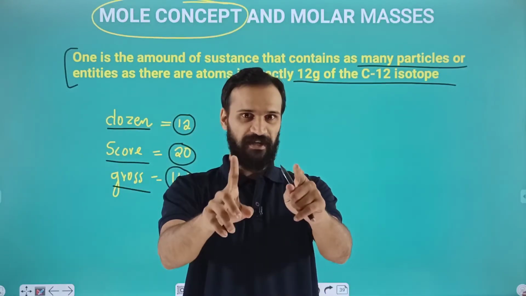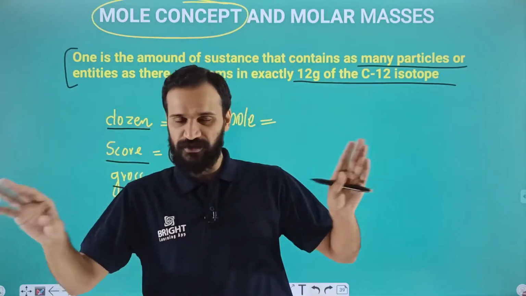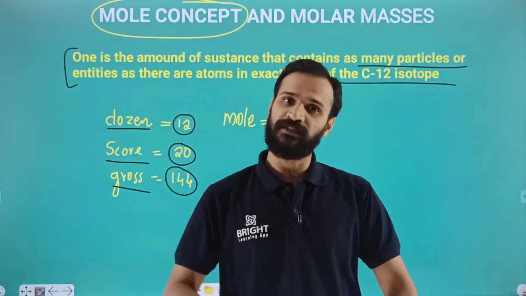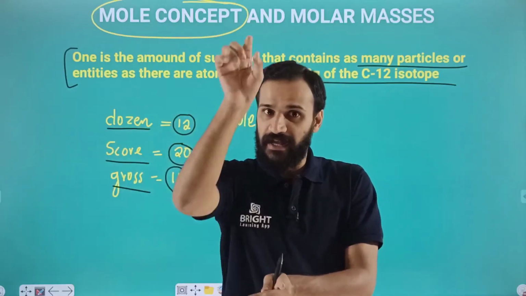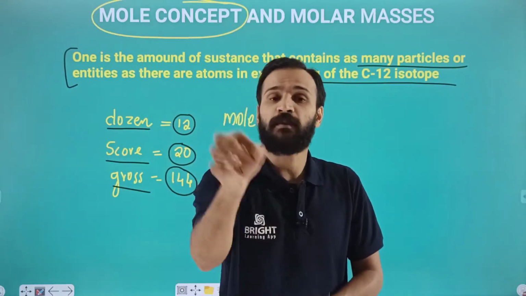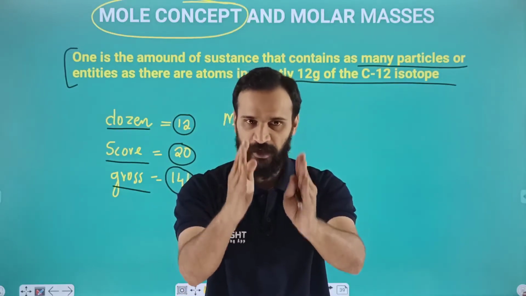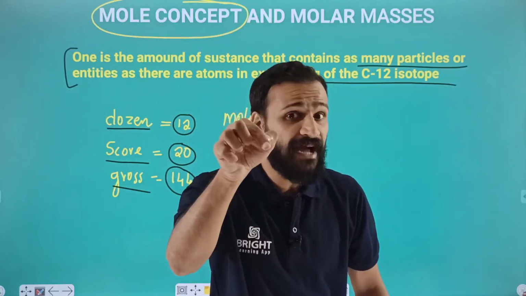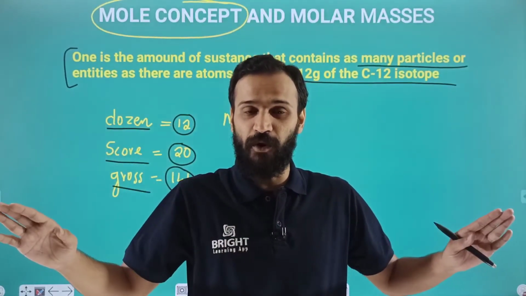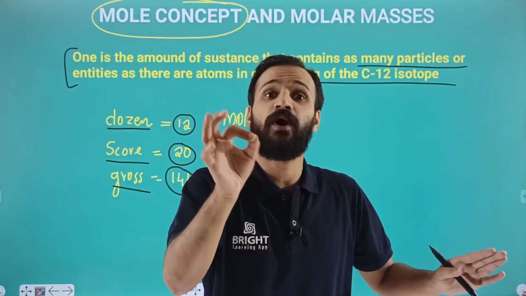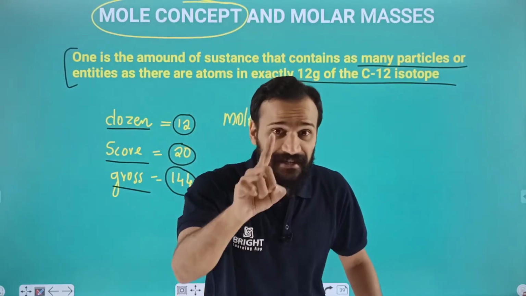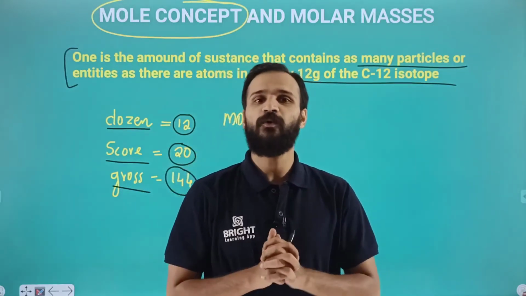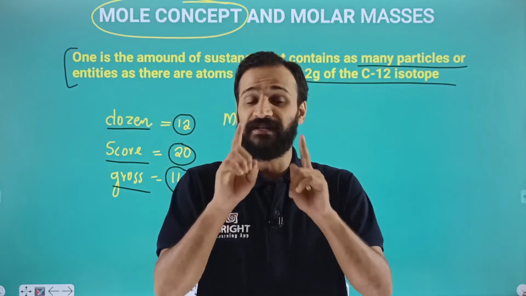That's the idea. I'm repeating, dear students. Don't confuse, this simply means if you take 12 gram of carbon-12 isotope, you know there are 3 types of isotope for carbon. Carbon-12 is there, carbon-13 is there, carbon-14 is there. Among them you take the carbon-12 isotope, you measure 12 gram, and in that 12 gram of carbon-12 isotope, how many carbon-12 atoms are present? That number is equal to 1 mole. Do you get this? That is equal to 1 mole.